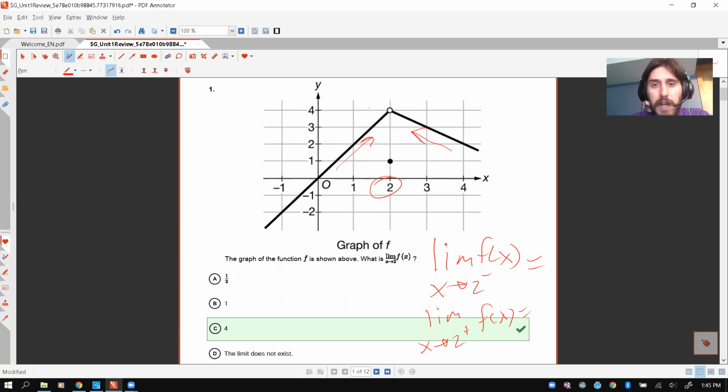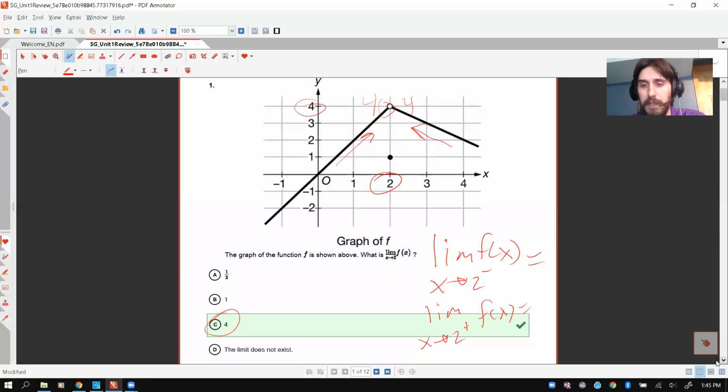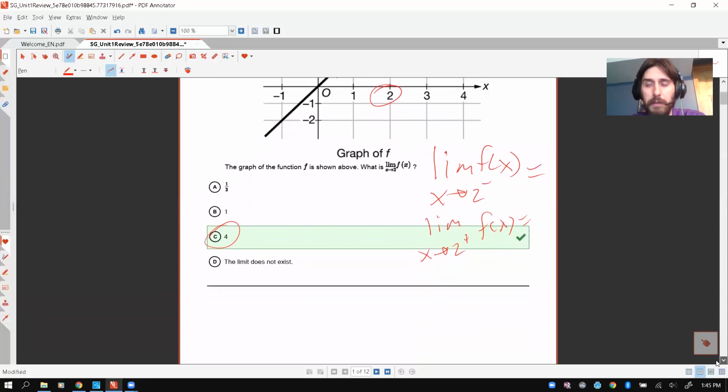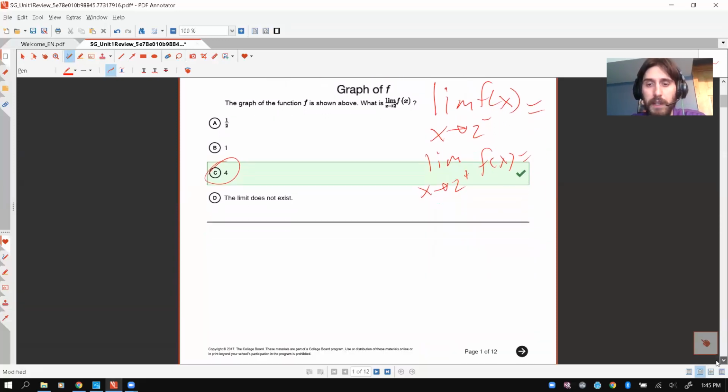And you can see from this graph, from the left it approaches the y value of 4, and from the right, it approaches the y value of 4. So the answer to this question is C. It does not matter that this has a removable discontinuity here. The actual value of the function at 2 does not matter at all when you're finding the limit. That just matters whether or not it is continuous. So this function, since the limit is not equal to the value of f of 2, would not be continuous. But the limit as x approaches 2 would be 4.